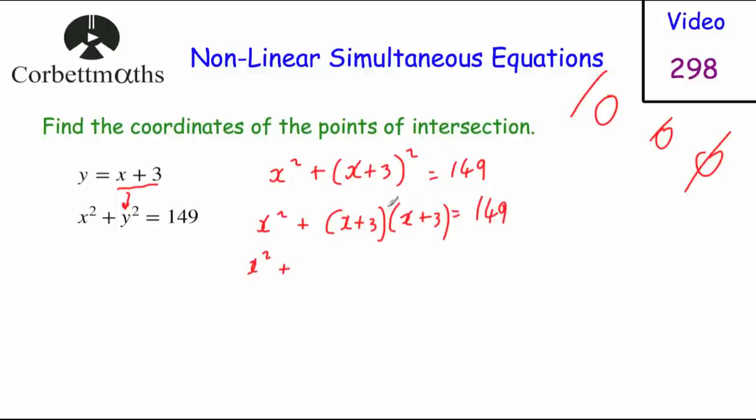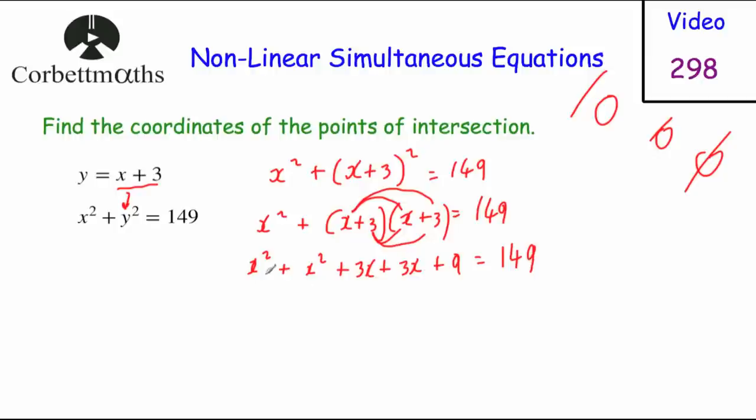Now we've got x times x. Well, x times x is x squared. Then we've got x times 3, so that'll be plus 3x. Then we've got 3 times x. Again, that's going to be plus 3x. And finally, we've got 3 times 3. That's equal to 9. And that's still equal to 149.